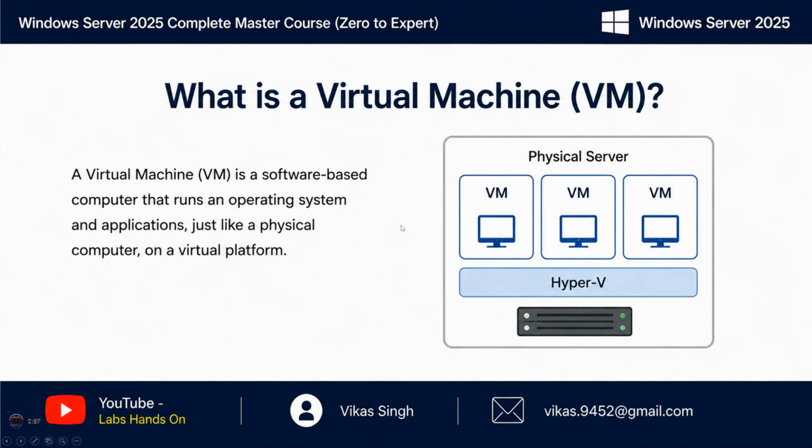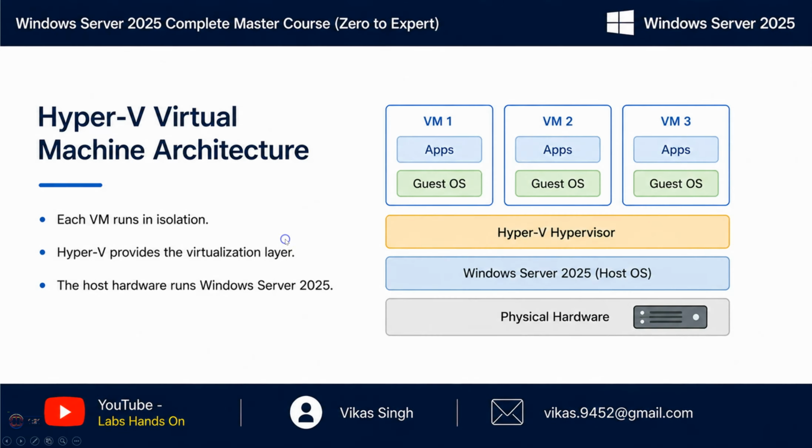Before we go and create a virtual machine, let's first understand what a virtual machine is. If you go with the definition, a virtual machine is a software-based computer that runs an operating system and applications just like a physical computer, on a virtual platform. So you have a physical server, on top of that we have installed the Hyper-V role, and now you can create multiple virtual machines on top of that Hyper-V host. This is the virtual machine architecture.